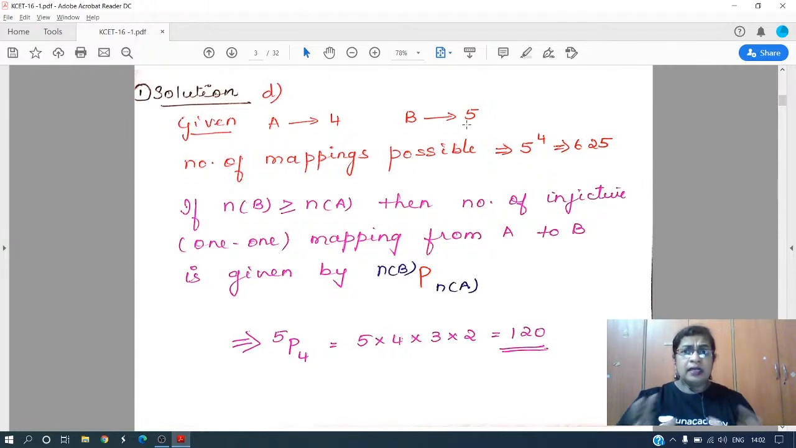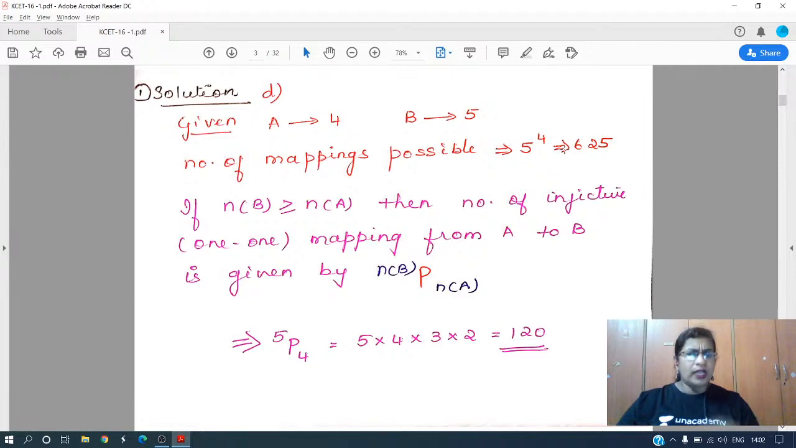Now, when the question is given like this, first let us understand if the question was how many mappings. Mappings is nothing but the functions. So how many functions are possible? Let us find out. The number of mappings possible is 5 to the power 4, that is the number of elements in the set B to the power of the number of elements in the set A. So that is 5 to the power 4, and that is equal to 625. So this would be your answer when the number of functions, number of mappings is asked.